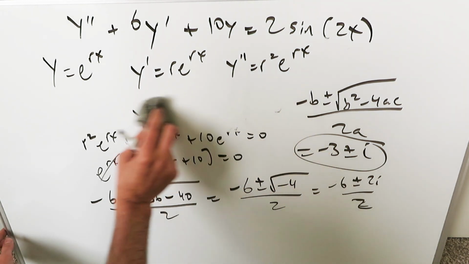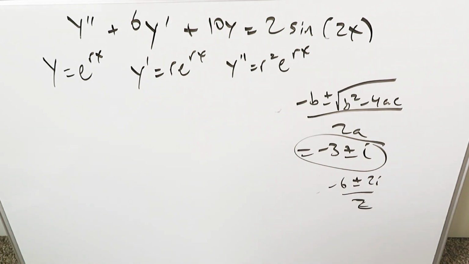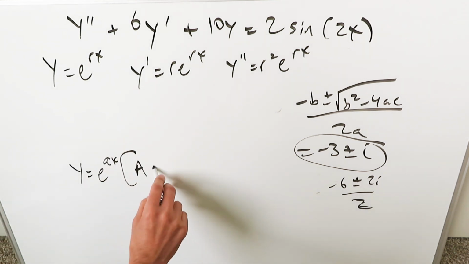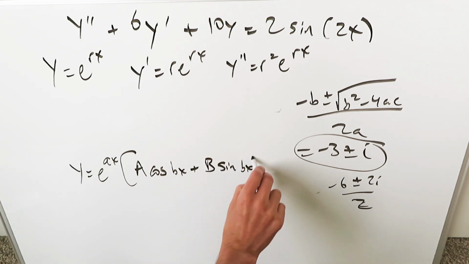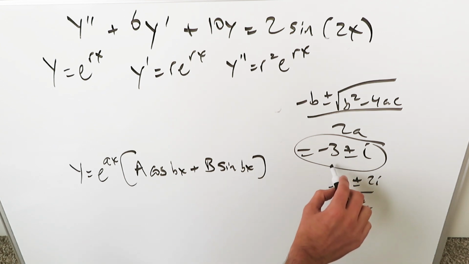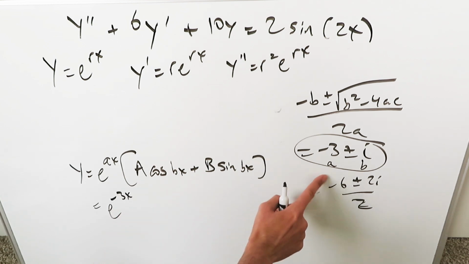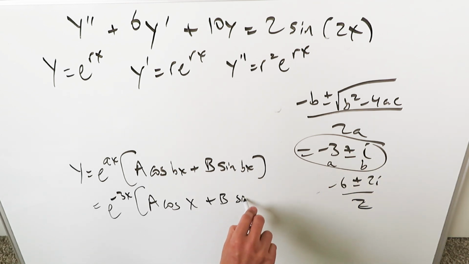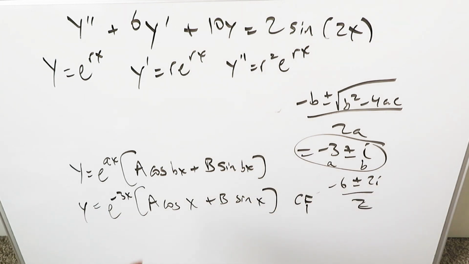You have an a and a b, and the template for that is slightly different than if you had two real solutions. Your template for something like this is y is equal to e to the ax, then you'll have a constant times cosine bx plus another constant times sine bx. You have minus 3 plus or minus i. This here is your a, this here is your b. You plug it in. You have e to the minus 3x because a is equal to minus 3. Then you have a cosine bx, b is equal to 1. There's a constant 1 here. You don't even have to write it, plus b sine x. This right here is our complementary function. y is equal to that, and it's done. That's what we needed, and we have it.